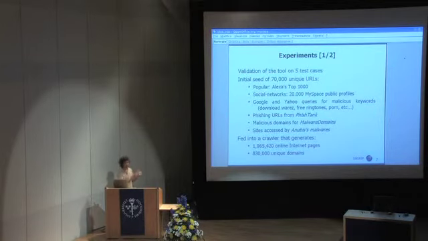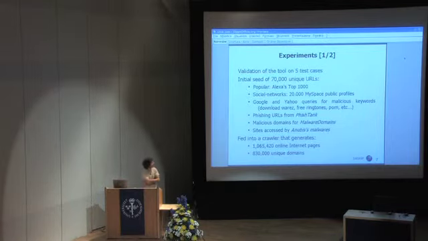So this is the tool we designed and developed. And to test it, we ran a set of experiments. What we did first was to validate the tool on 5 different clickjacking cases. And then we collected a set of data that we fed into a crawler. At the beginning, we collected about 70,000 unique URLs to be tested.